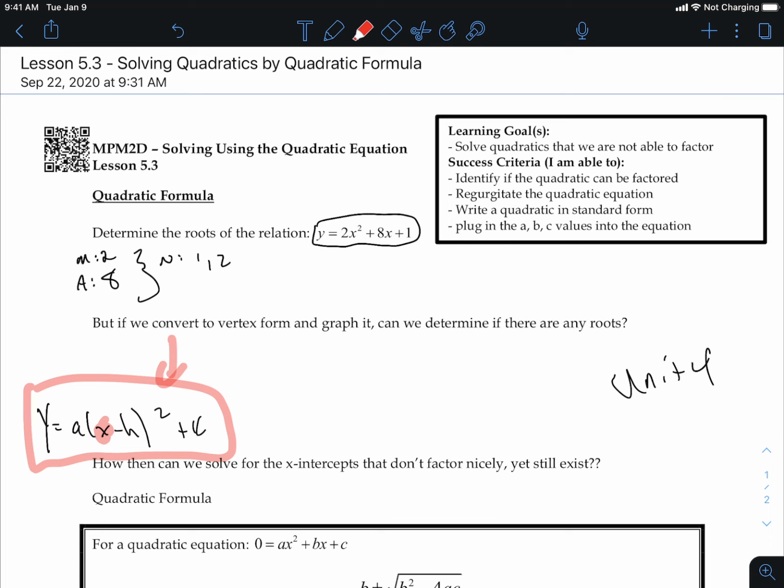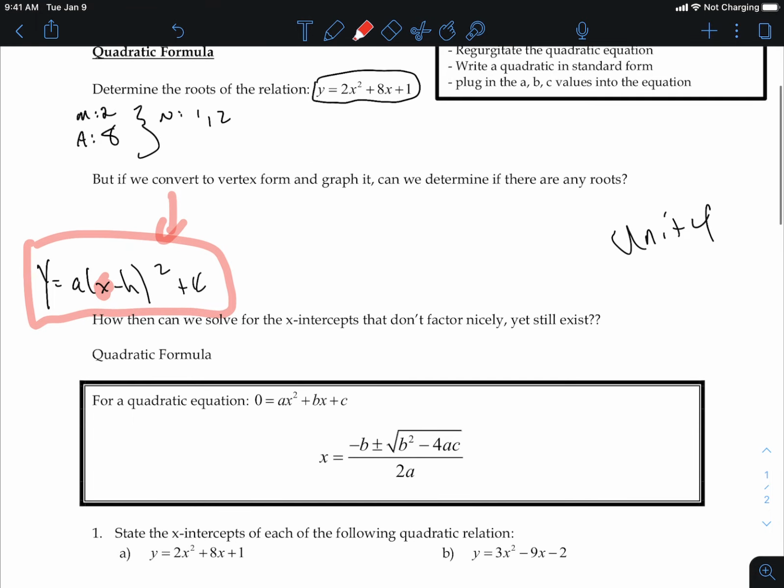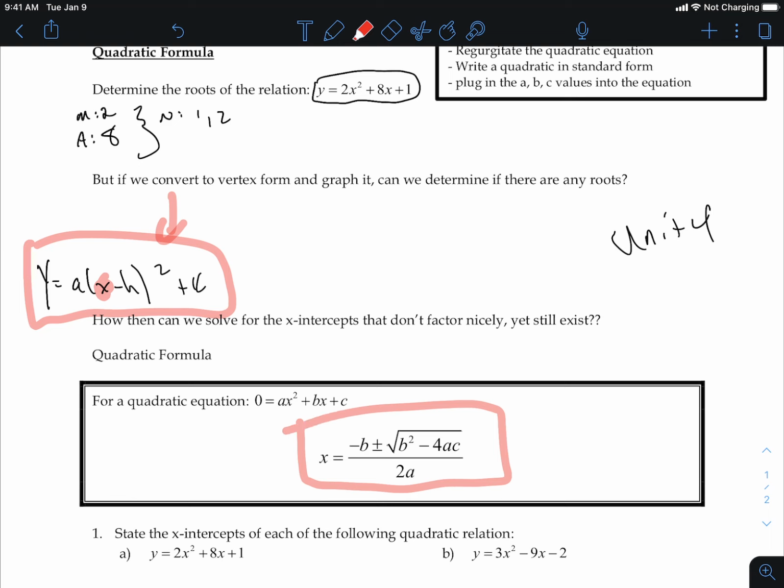You may or may not. That might work, it might not. But what will always work, always, even if you can factor it, is this. You could take any of the questions we've done so far and plug them in to this equation. It will work. You'll get both solutions, always.